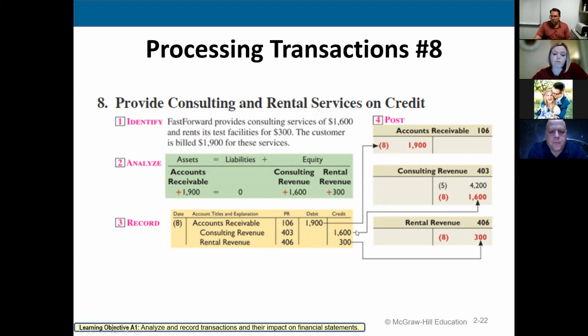So here's our first compound entry. We can see there's actually three different accounts being impacted, but you'll see the debit side still equals the credit side. That's the rule. The debit side always has to equal the credit side. So accounts receivable, an asset, increases with a debit, and our revenue accounts increase with a credit.